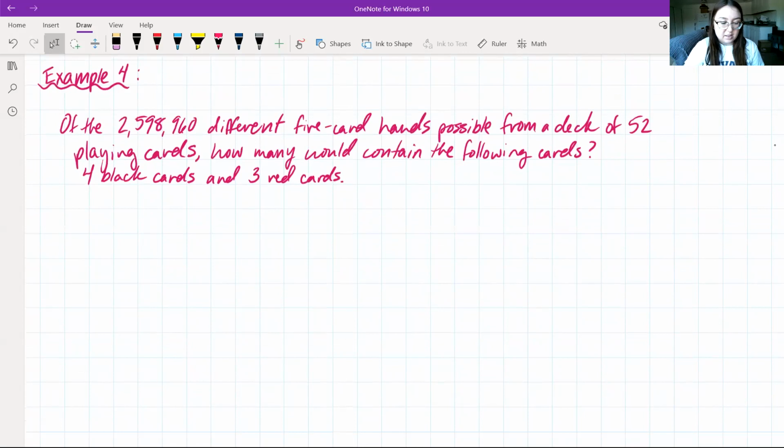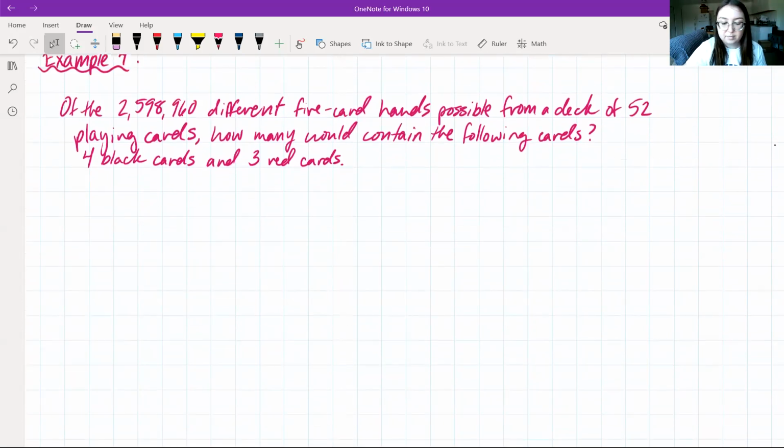All right. Then for example 4, of the 2,598,960 different 5-card hands possible from a deck of 52 playing cards, how many would contain the following cards? 4 black cards and 3 red cards.